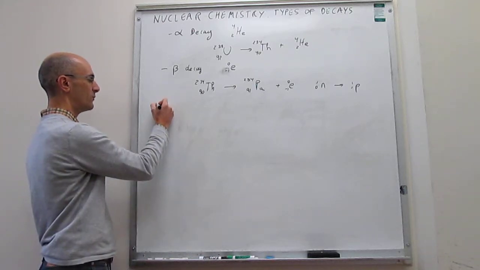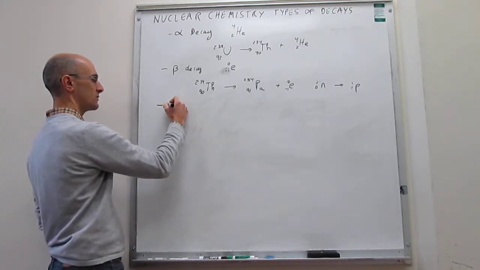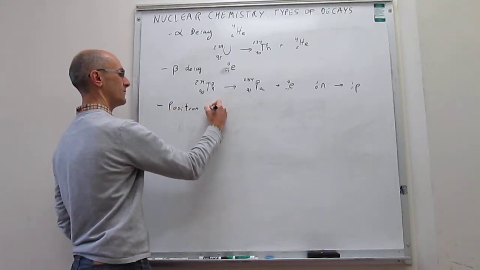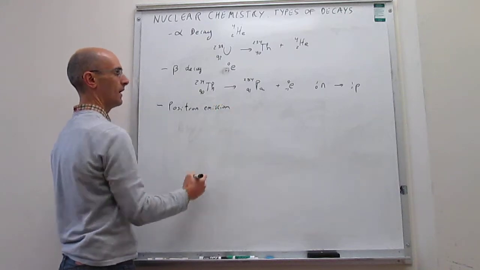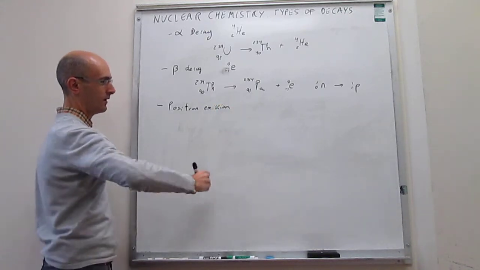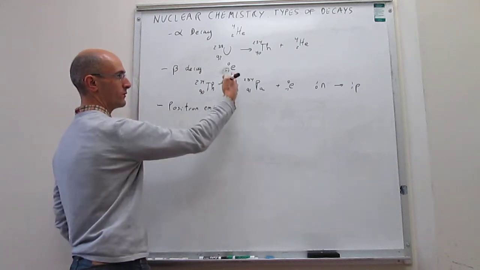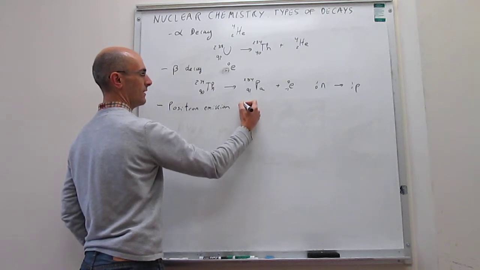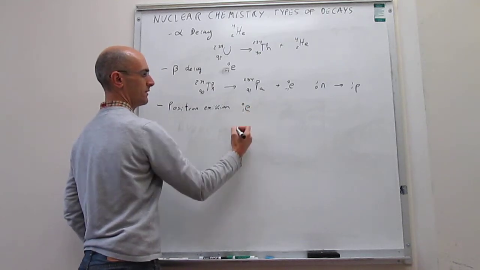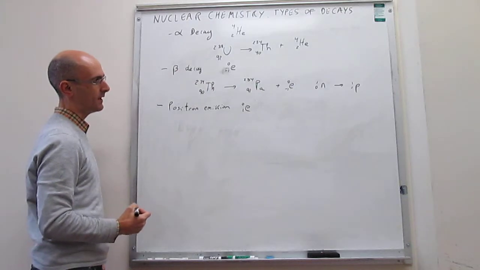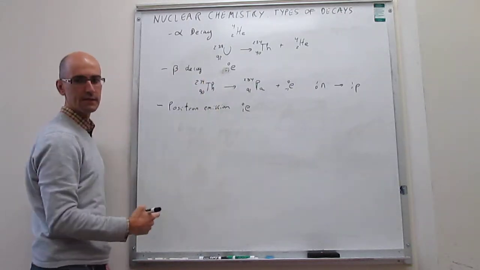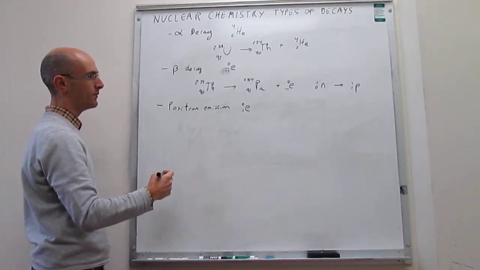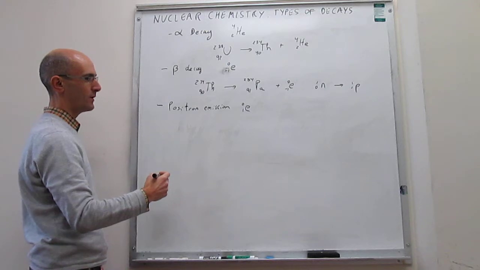Let's study a couple more of these decays. The next one is called positron emission, and this requires us to define a new particle. We have the proton, the neutron, and the electron, those three. There's a fourth player that we're going to talk about, and that is the positron. The positron is the antiparticle of the electron. Let's see an example of a process with positron emission.